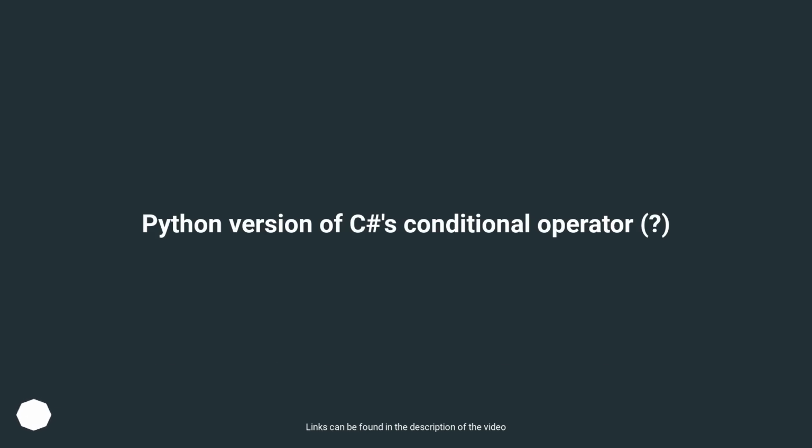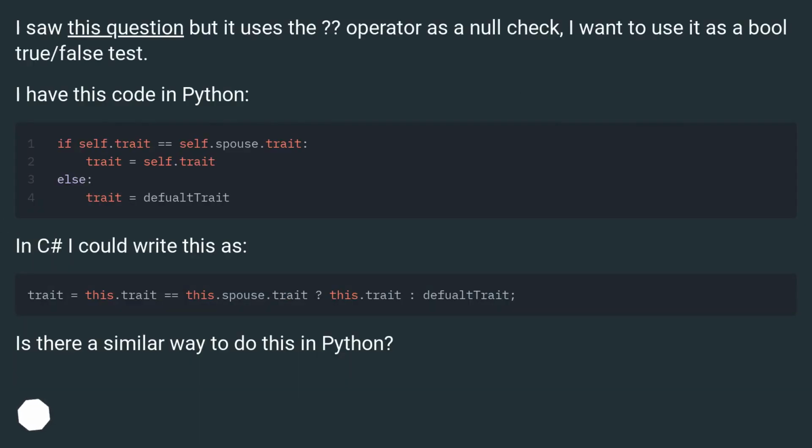Python version of C#'s conditional operator? I saw this question, but it uses the operator as a null check. I want to use it as a bool true/false test. I have this code in Python. In C#, I could write this as. Is there a similar way to do this in Python?